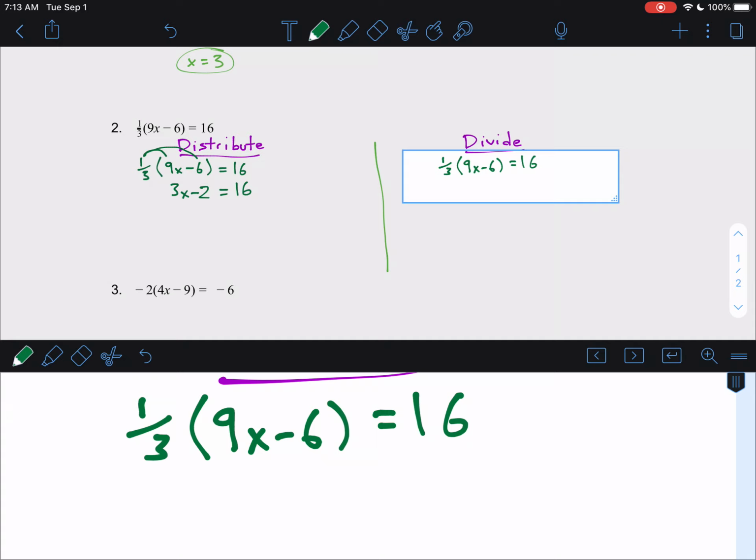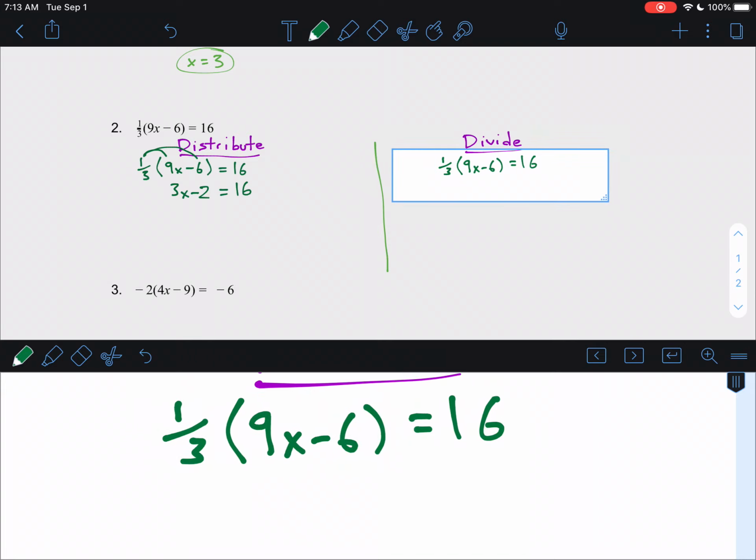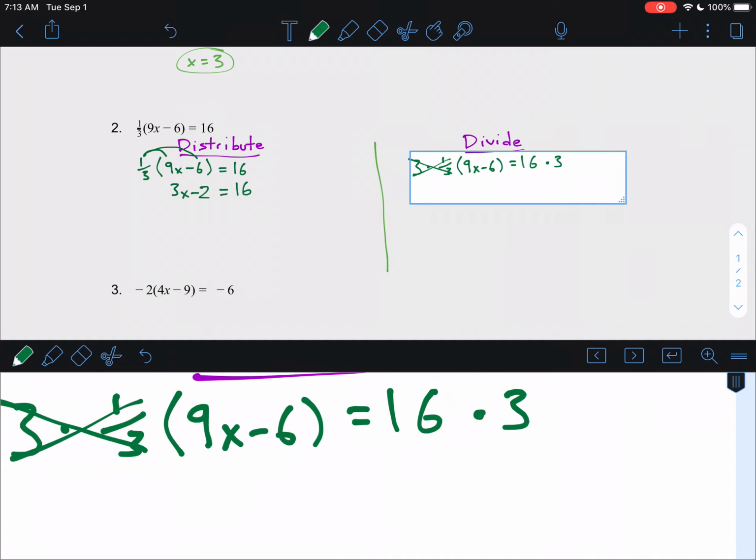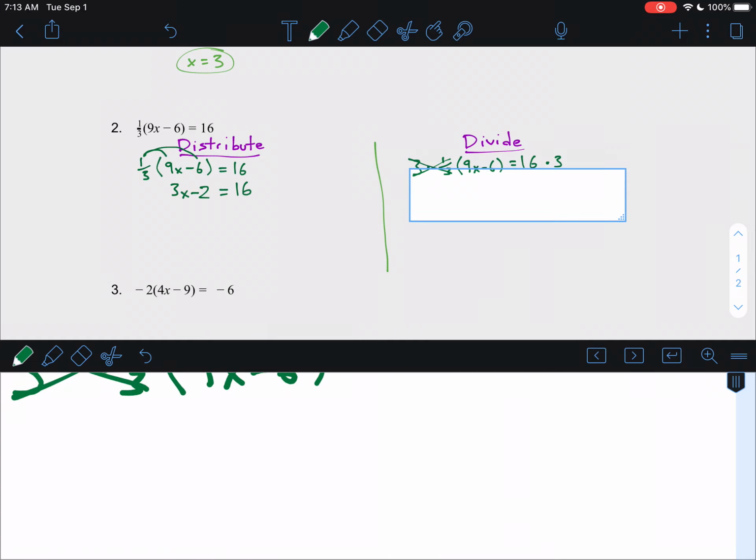dividing by a fraction, so dividing by 1/3, is the same as multiplying by the reciprocal. So instead of dividing by 1/3, I'm going to multiply by 3/1, or just 3. So I'm multiplying both sides by 3. That's times 3, and that's times 3. When I do times 3, it cancels out this 3 and this 1/3. And then 16 times 3 is going to give me 48, meaning now I have 9x minus 6 equals 48.